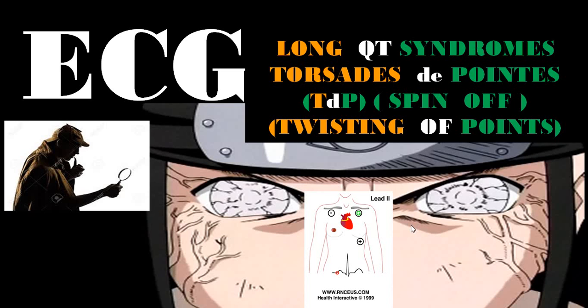Today, in continuity with the previous lecture series on ECG, I am going to talk on Torsades De Pointes, or what we also call long QT syndrome. There is another word also utilized for that, that is spin off or twisting of points. This is very, very important because if you pick this up before a person develops ventricular tachycardia and ventricular fibrillation, you can reduce the mortality, because Torsades De Pointes can end up with ventricular tachycardia and ventricular fibrillation.